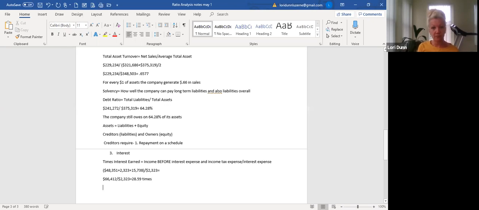Well, what does it mean? It's the number of times the company can pay interest expense with their current earnings. Now, are they going to pay the interest expense 29 times? No. But the standard kind of is, it should be at least once, and the more times the company can pay their interest with their earnings, the more likely they will. So they're in a better position to pay interest.